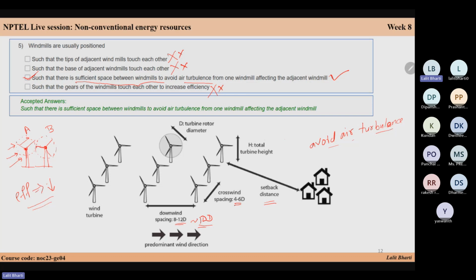around 8 to 12 D. D means the diameter of the rotor. So this term is important, diameter of the rotor. So the downwind spacing should be around 8 to 12 D, or approximately 10 D, and the crosswind spacing should be 4 to 6 D. So crosswind and downwind means this is your direction of wind.